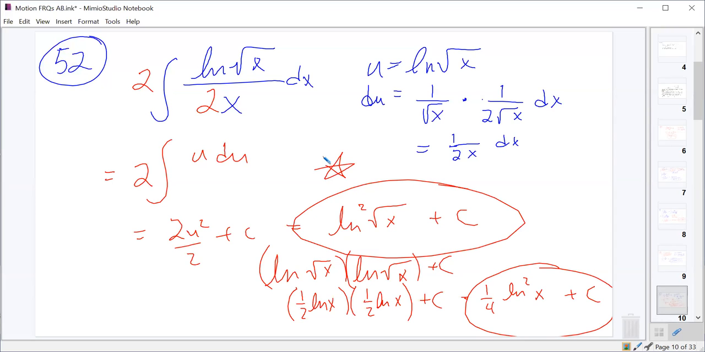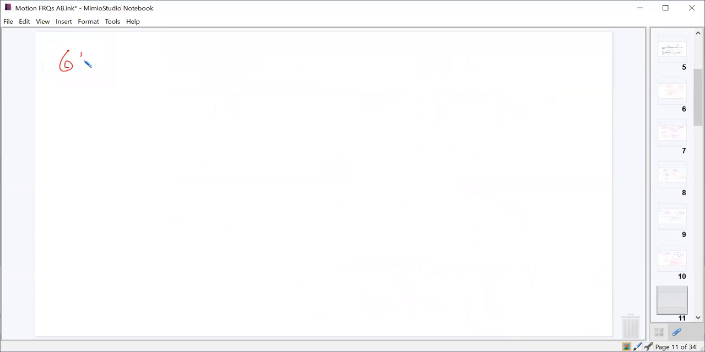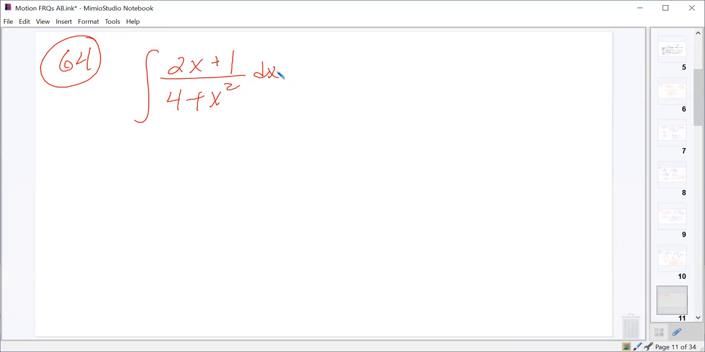64. Sure. Let's see here. 64. An integral of 2x plus 1 over 4 plus x squared dx. All right. Any thoughts on this one? This one is a challenge problem, it says. Exciting.